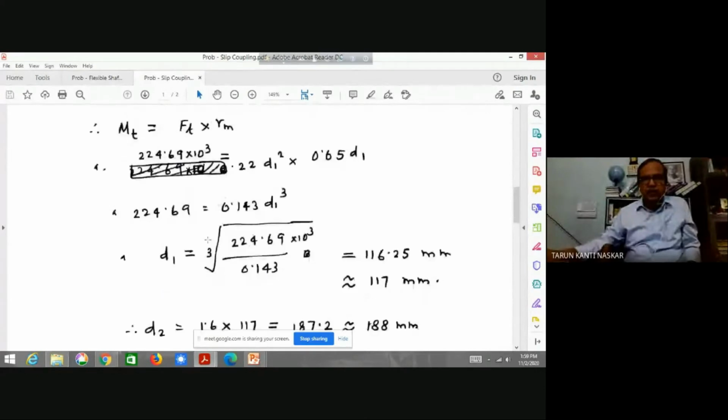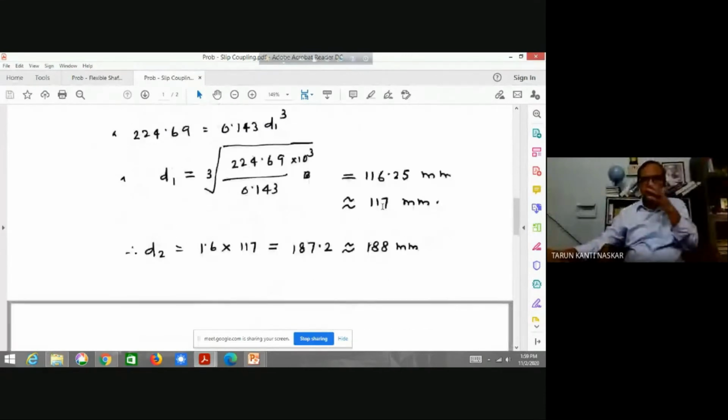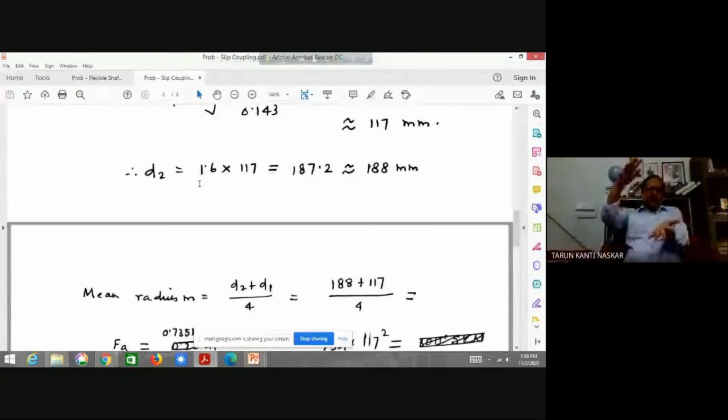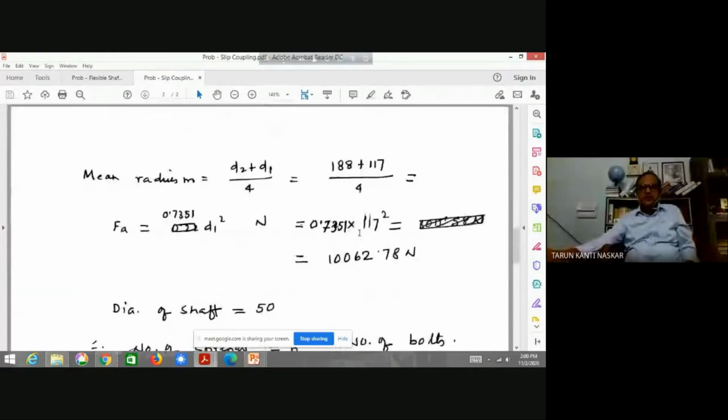We find this equation in the form of d1 cube, and from that we can find d1, that is 117 millimeter. So this is d1. Now d2 is this. So the frictional diameters are d2 and d1. The inner friction diameter is d1 and the outer friction diameter is 188 millimeter. Okay, so from that the mean radius is equal to 188 plus 117 divided by 4.